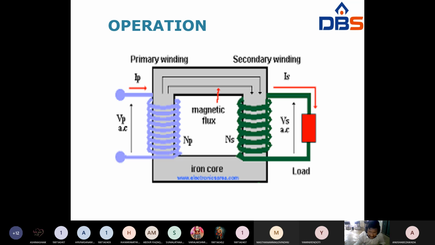Here, primary winding turns NP or N1, secondary winding turns NS or N2. Primary winding supply V1 or VP, secondary winding voltage VS or V2, primary winding current IP or I1, secondary winding current IS or I2, whatever it may be. Just so you can recognize or remember in your own way. The indications are 1, 2, otherwise P, S like that, right?